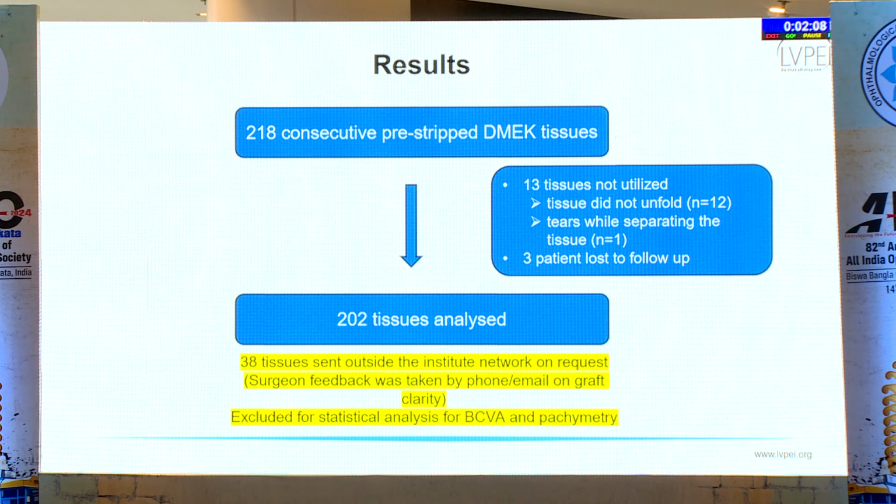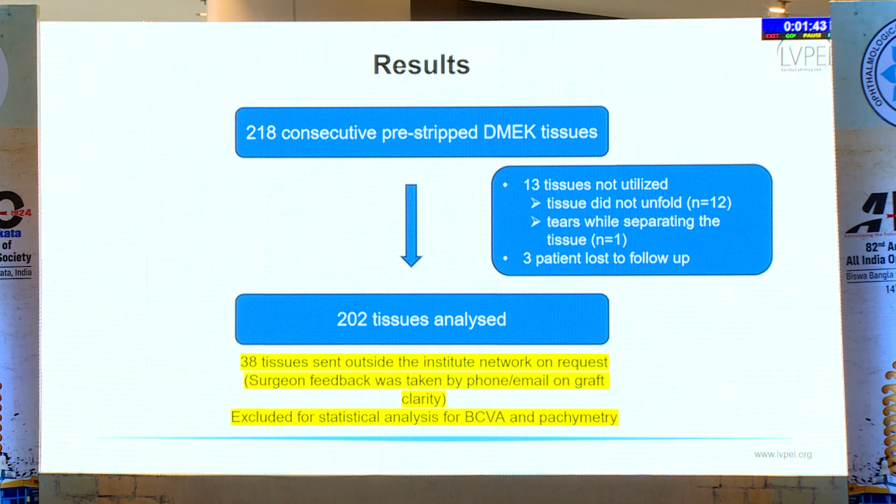So these are the results of our study. 218 consecutive pre-strip DMEK tissues were analyzed. Out of these, 13 could not be utilized. In 12 cases, the tissues did not unfold, because of the intraoperative difficulties in unfolding, and in one case, there were tears while separating the tissue. The three patients were lost to follow-up. Hence, a total of 202 tissues were analyzed.